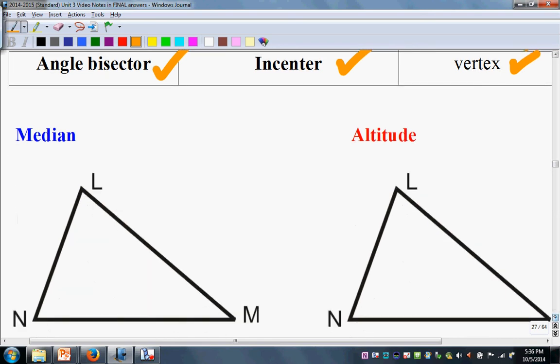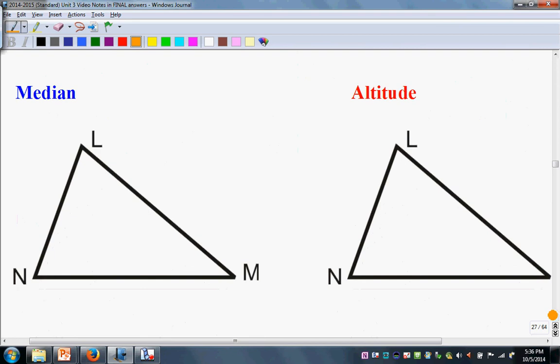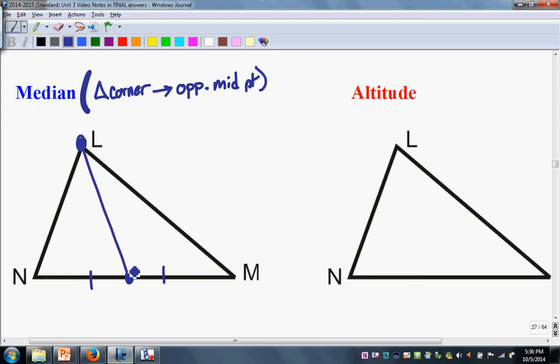Let's do some basic terms here. Get out your straight edge, please. In all of these, there's always three. I'm only going to show you one. A median. In the margin, just write this. A median is a segment, these are all segments, which goes from a triangle corner to an opposite midpoint. So darken a corner, find an opposite midpoint. That's a median.